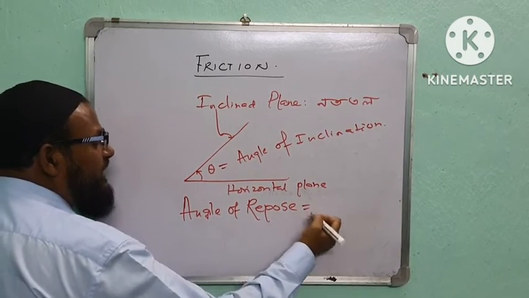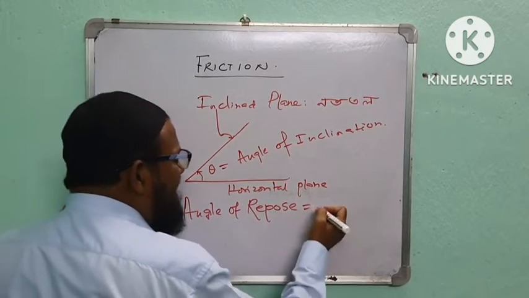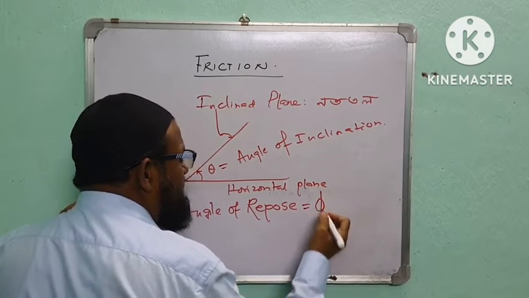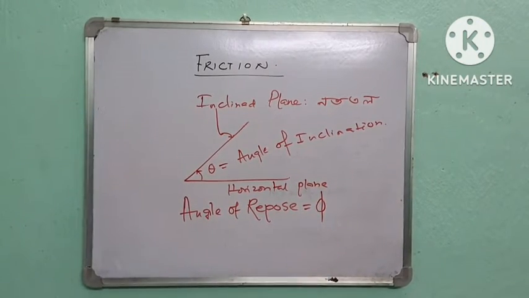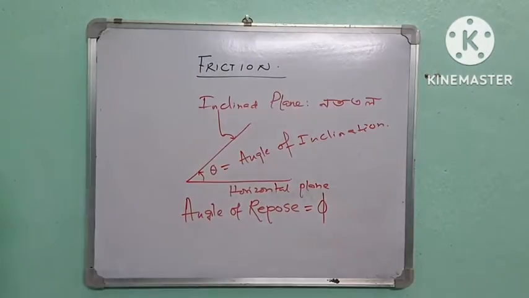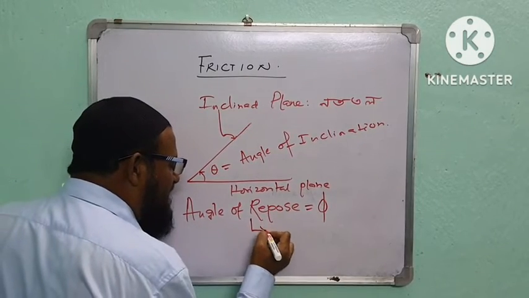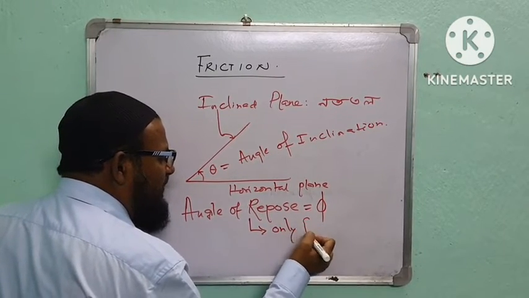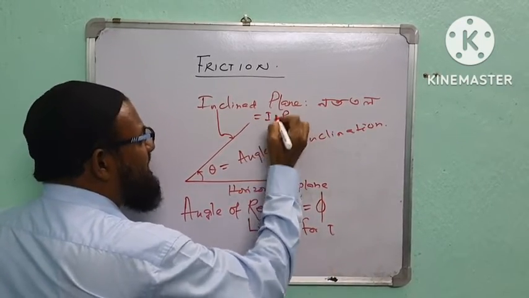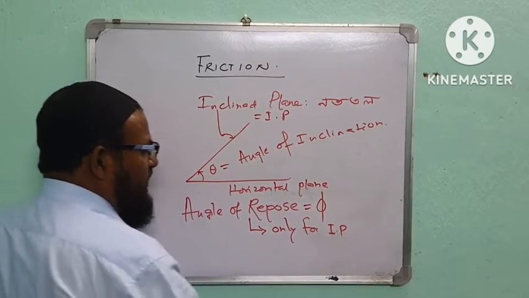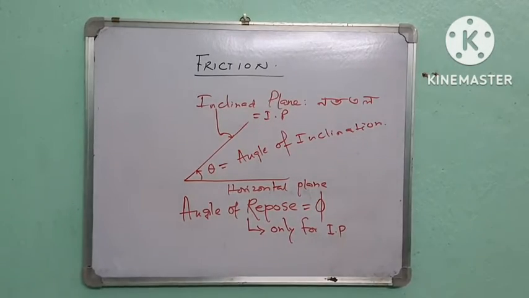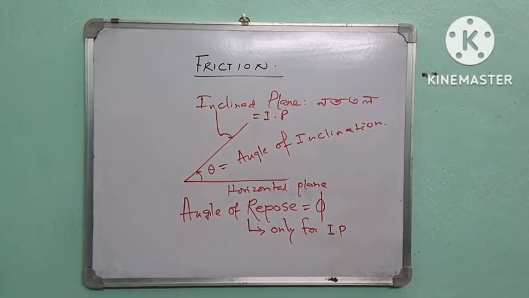Suppose I am writing this as theta or phi. I am writing phi. This here is the angle of repose. It has a special property. First thing, angle of repose is only for IP. IP means inclined plane. Only for inclined plane.